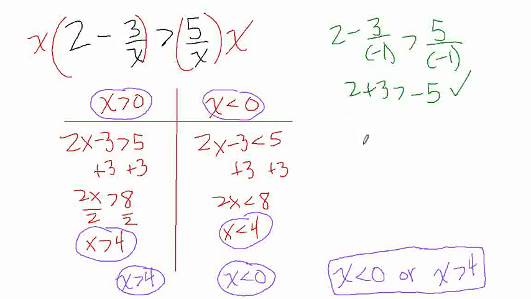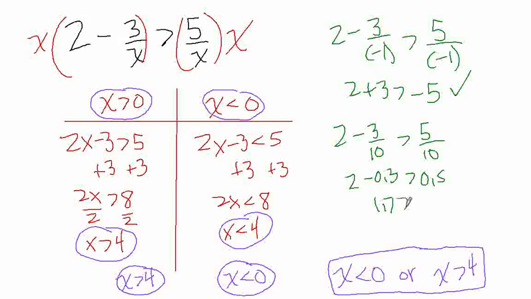Let's see, x can also be bigger than 4. What about 10? So let's replace x with 10. So 2 minus 0.3, is that greater than 0.5? Is 1.7 bigger than 0.5? The answer is yes. So now we've increased our confidence that our answer is correct.